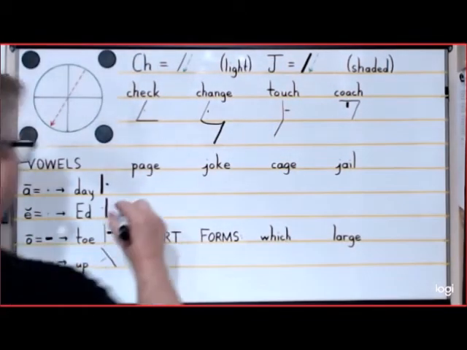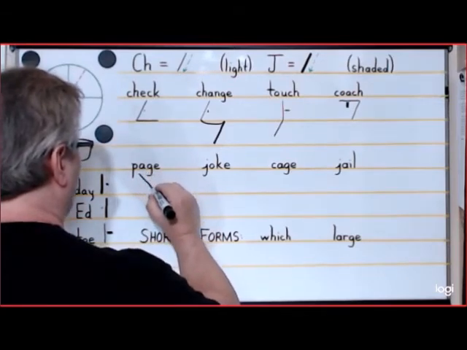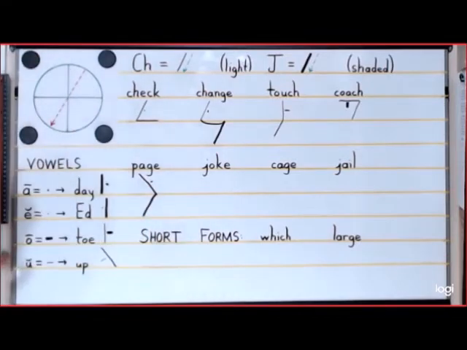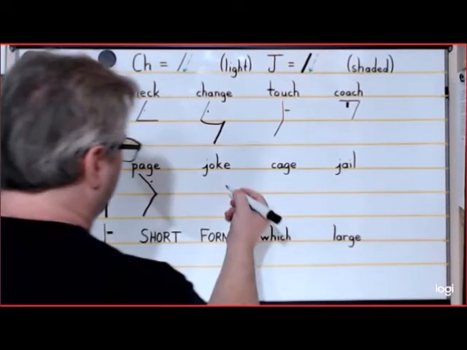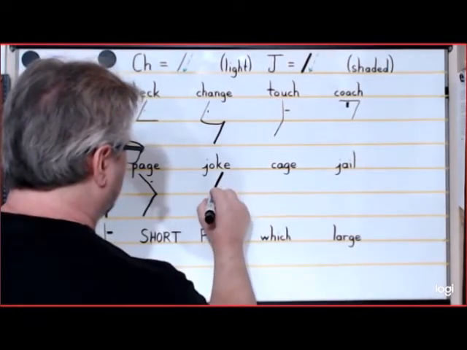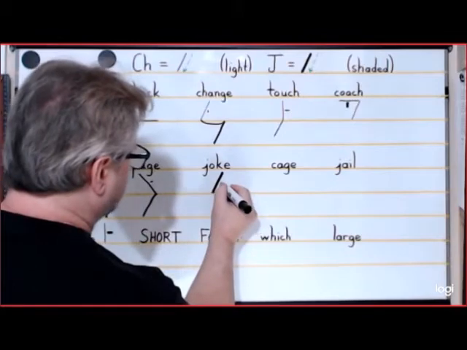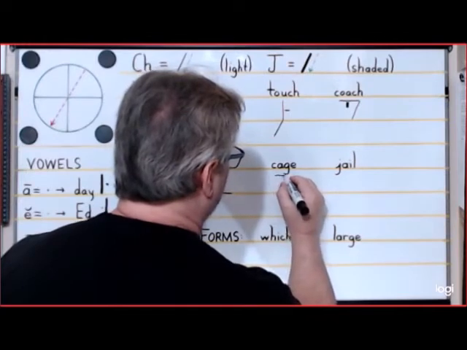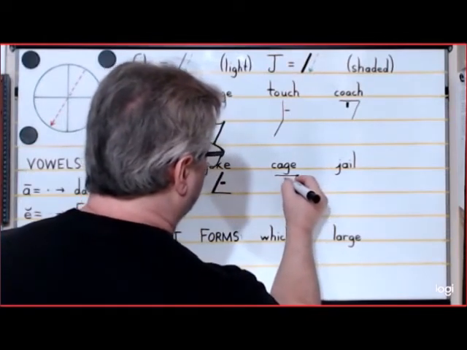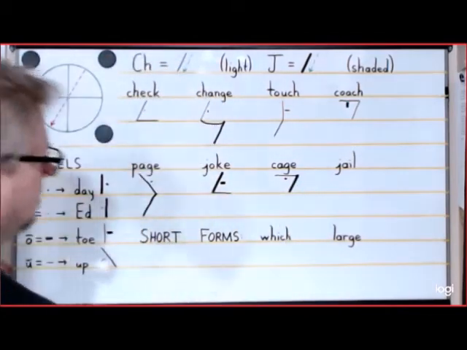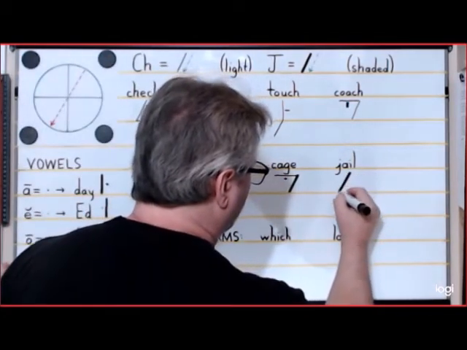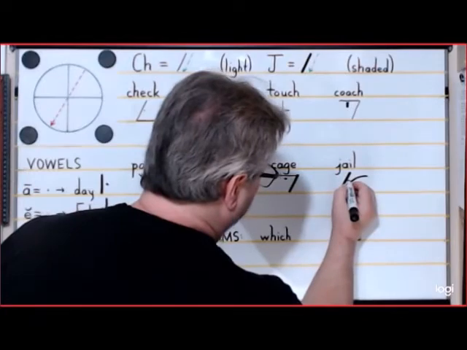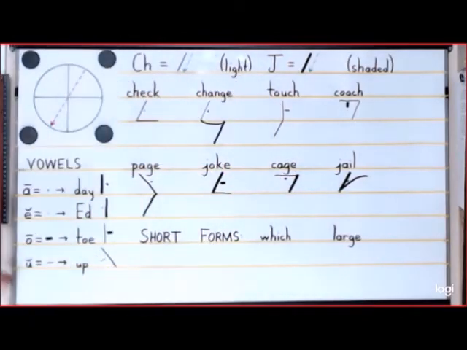For page, it is a P, and then a J, and then a heavy dot. For the word joke, it is a J, and then a K, and then a heavy dash. For cage, it is a K, and then a J, and then a heavy dot. For jail, it is a J, and then an upward L. And of course, there's a heavy dot in here. Just put it in here the best way that you can.